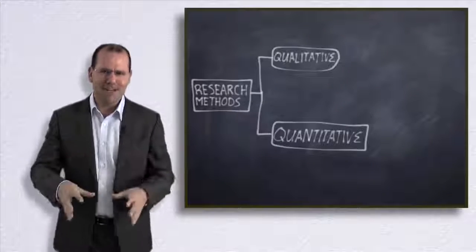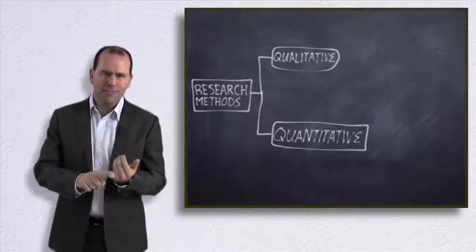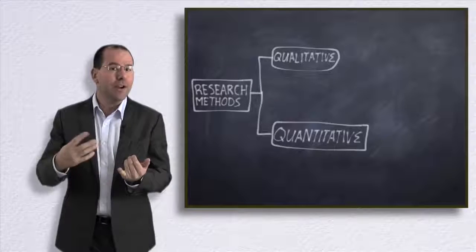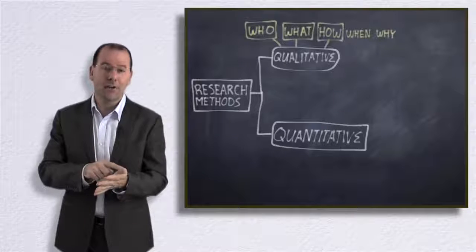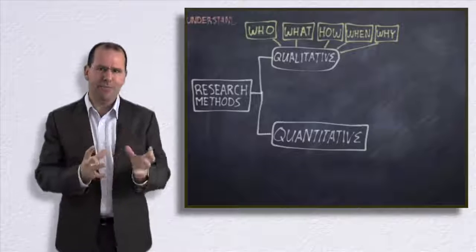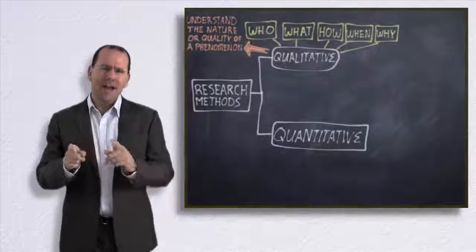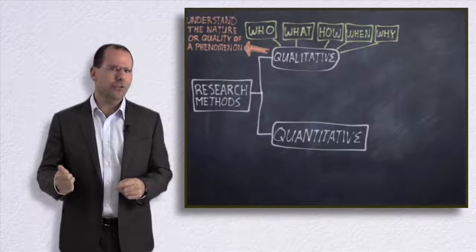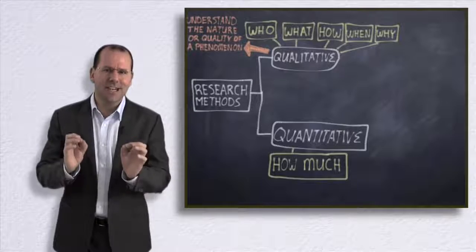So let's just jump right in and try and understand these different research techniques and research methods. Qualitative research tends to answer questions like who, what, why, when, and how. It tries to unpack and understand the nature of a phenomenon or the qualities associated with a particular phenomenon. By contrast, quantitative research answers the question of how much. It considers the idea of magnitude.